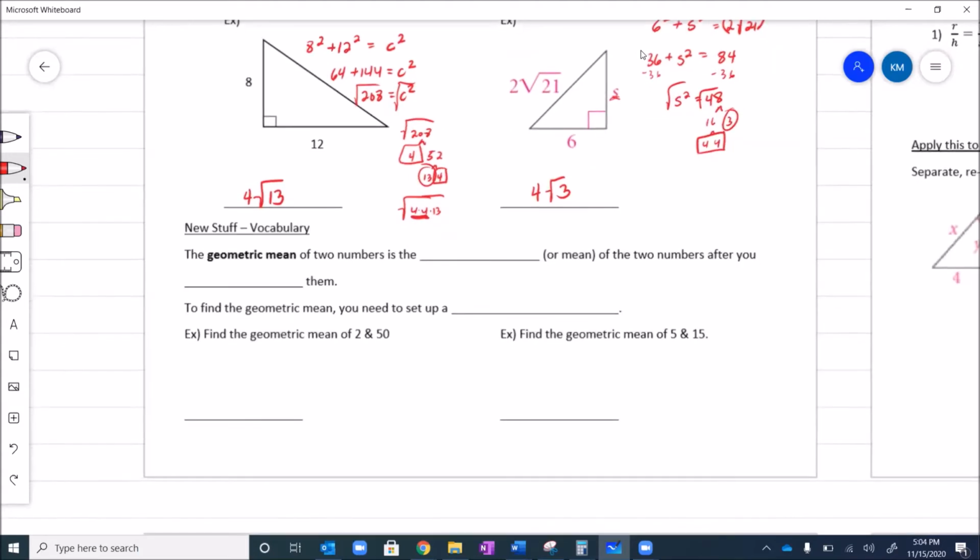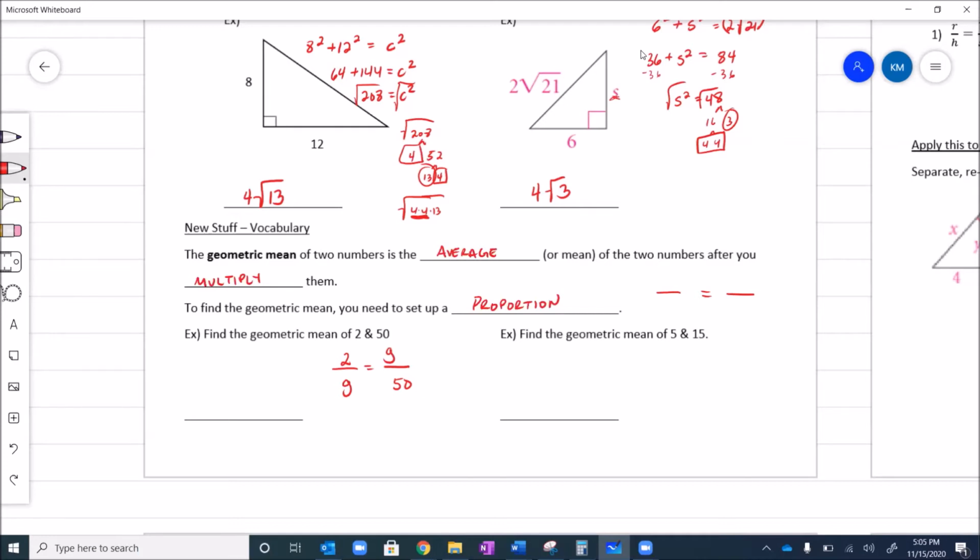So, new stuff. Geometric mean of two numbers is the average of the two numbers after you multiply them. Okay, to find the geometric mean, you need to set up a proportion. Okay, so here, the definition might be funky, but the proportion isn't. When we want to find the geometric mean between two numbers, we set up this proportion. We'll set up those two numbers, 2 and 50, like this, and the geometric mean is going to be the number that makes this proportion true.